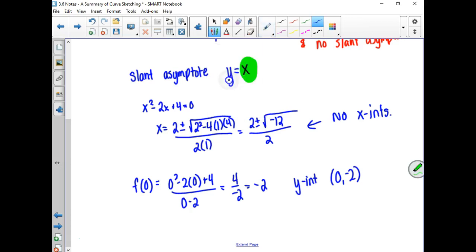So we highlight things we know. Slant asymptote, we've got a y-intercept, we know there are no x-intercepts. Let's do continuity, domain, vertical asymptote sort of stuff.